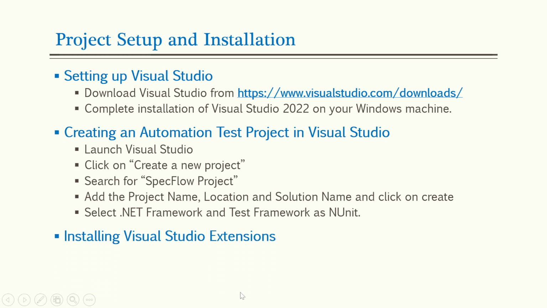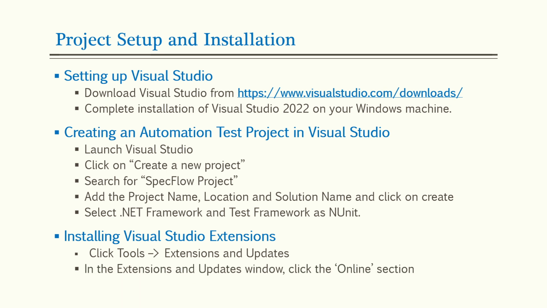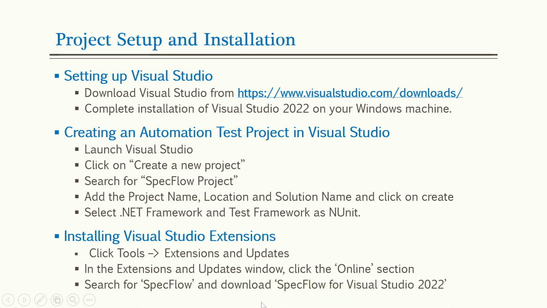So next is installing the Visual Studio extension. When you create a SpecFlow project, you need to install an extension. Then only you will see the feature files and all the settings or features from the feature file. So how to do that? You need to go to tools, then extensions and updates, and in the extensions and updates window, click on the online section. Then search for SpecFlow and download SpecFlow for Visual Studio.